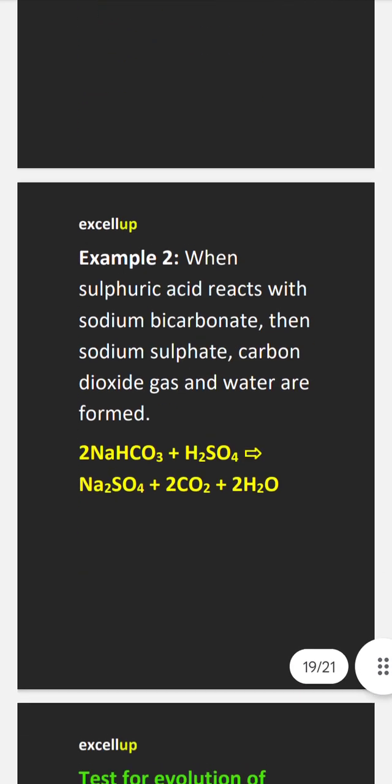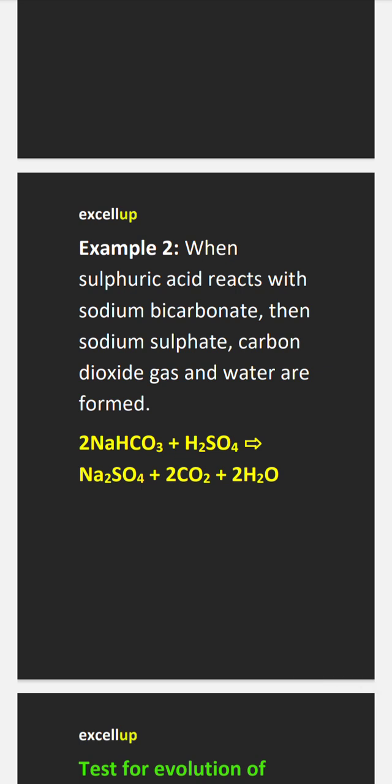Next example is when sulfuric acid reacts with sodium bicarbonate, then sodium sulfate, carbon dioxide gas and water are formed. So the equation is 2NaHCO3 plus H2SO4, that is sulfuric acid, is equal to Na2SO4 plus 2CO2 plus 2H2O.